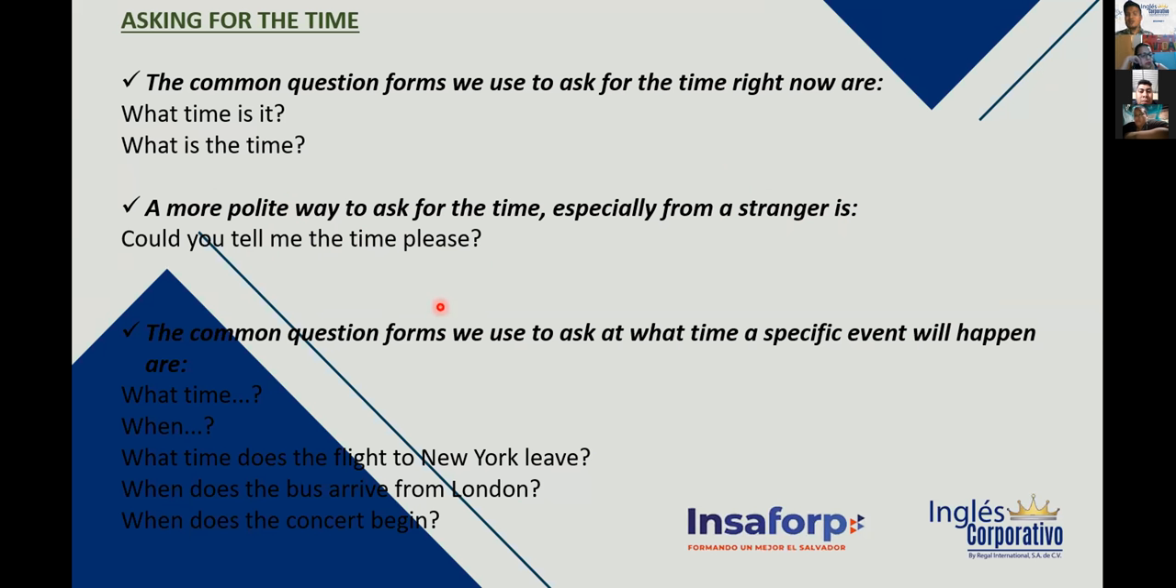So, number 3, Teresita. The common question forms we use to ask at what time a specific event will happen are what time and when. What time does the flight to New York leave? And when does the bus arrive from London? When does the concert begin? Okay, so in number 3, guys, we have 2 questions also, tenemos 2 preguntas también. We have what time and when.